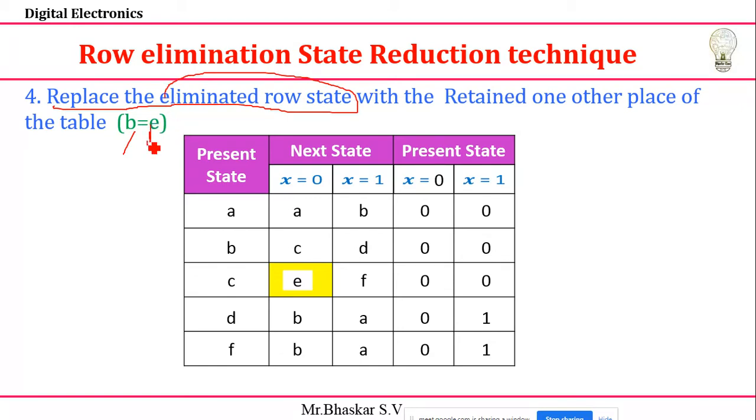The E I want to replace with the retained one. Which one am I retaining? B. I'm retaining B. So I want to replace E by B. I'm eliminating E. You just remove this one, make a scratch, and put B on it. Clear about this step?